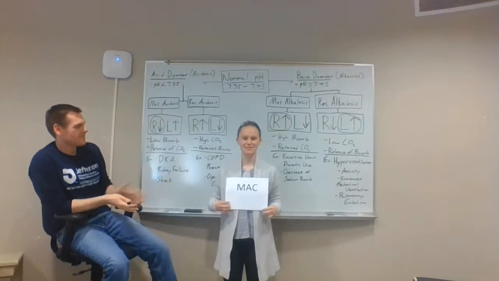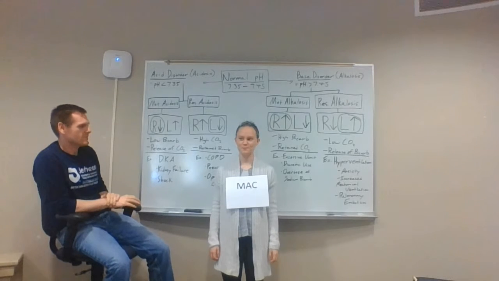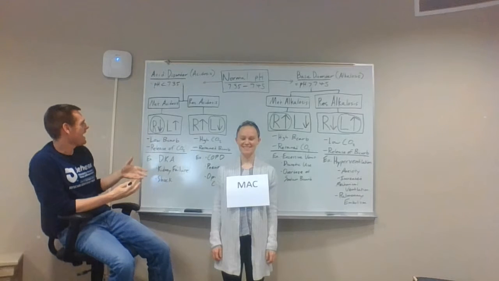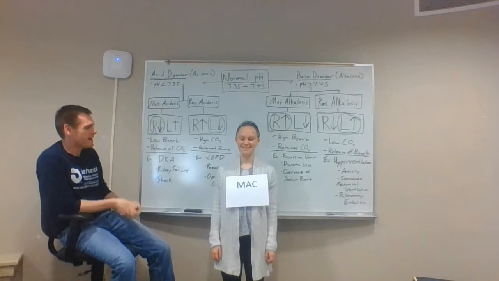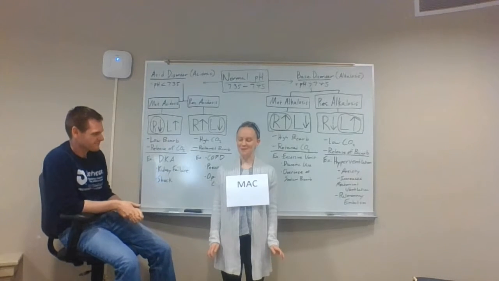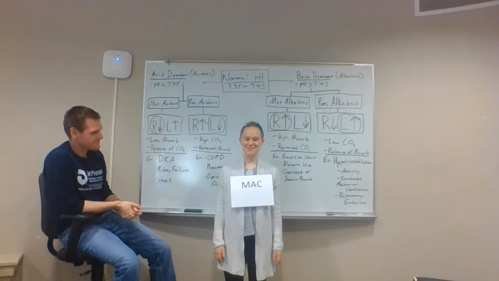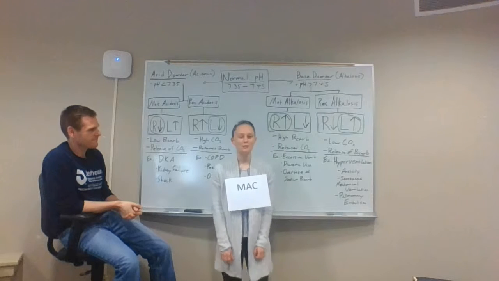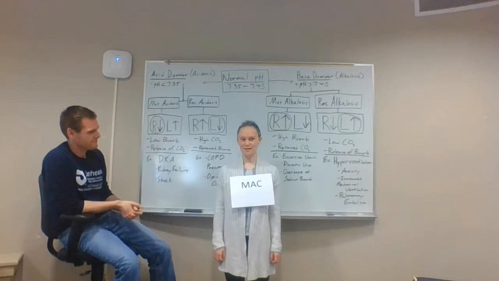So Kate is going to portray metabolic acidosis, or as we like to call it, MAC for short. Kate, go ahead and tell me what is the primary problem in metabolic acidosis? So the primary problem in metabolic acidosis is the fact that your kidneys are not making enough bicarb, which is the base, so because of that you become acidotic.